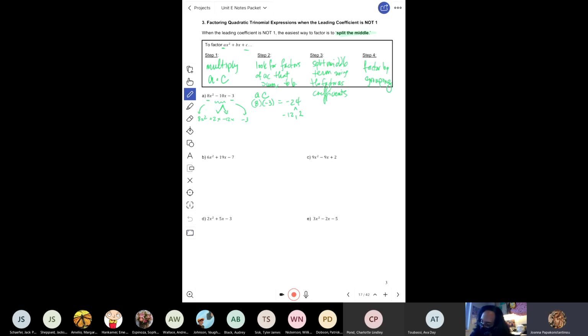Okay, so I've split this middle term into these two, plus 2x minus 12x gives me that negative 10x. Does everybody see how I've gotten that and split it? Okay, now what does it say? Factor by grouping. So I'm going to factor these two terms together and those two terms together. What is the greatest common factor for the first two terms? 2x. And what's left over inside?